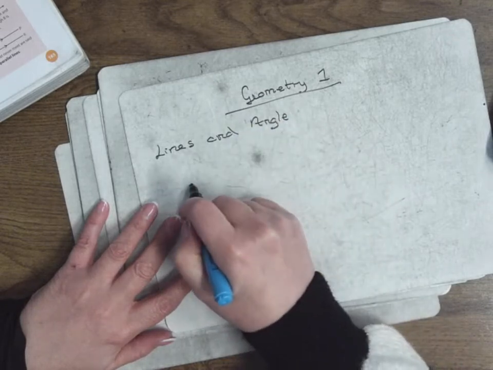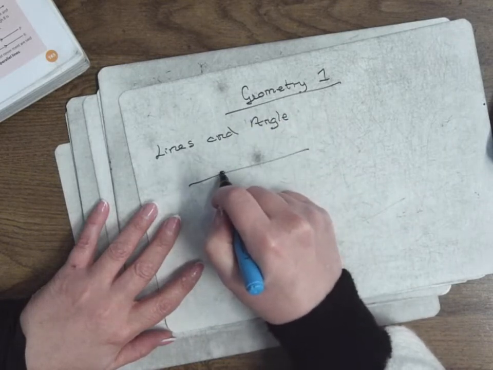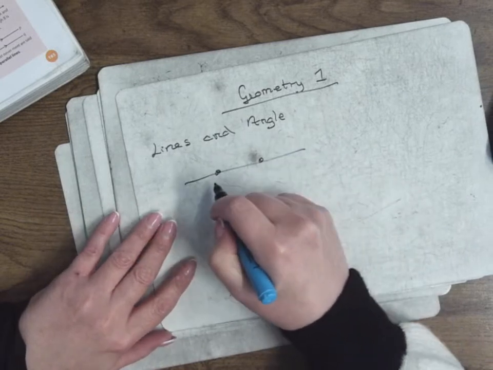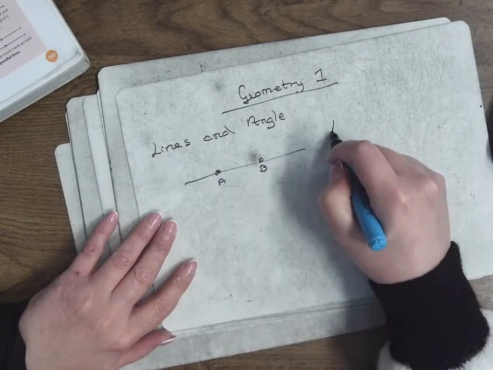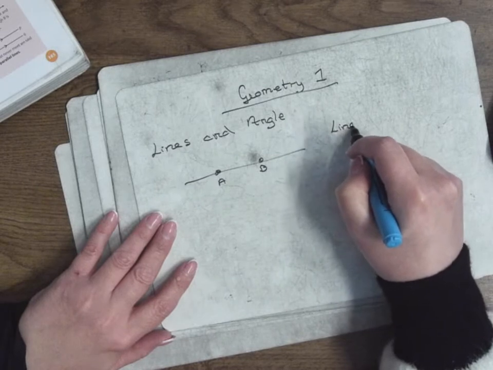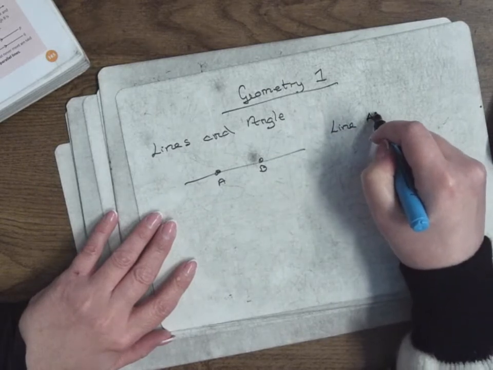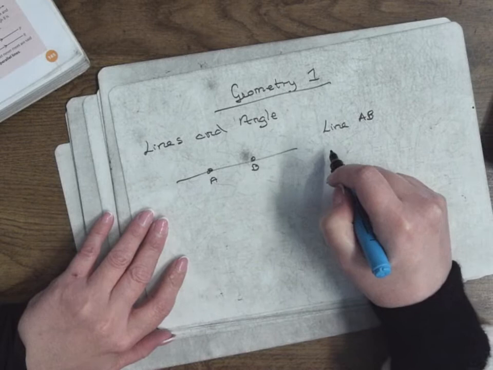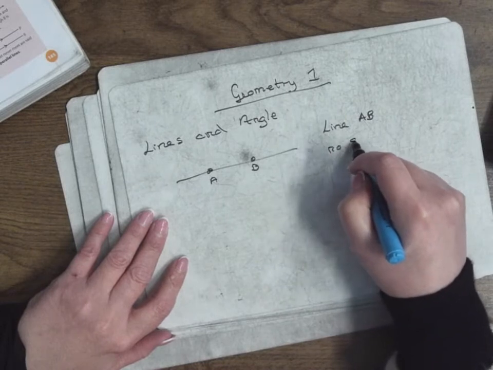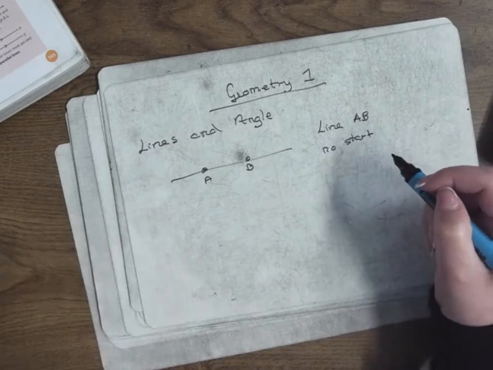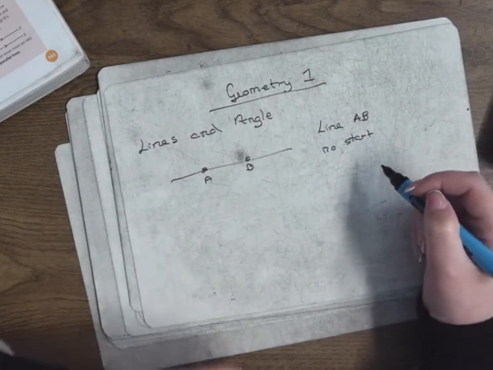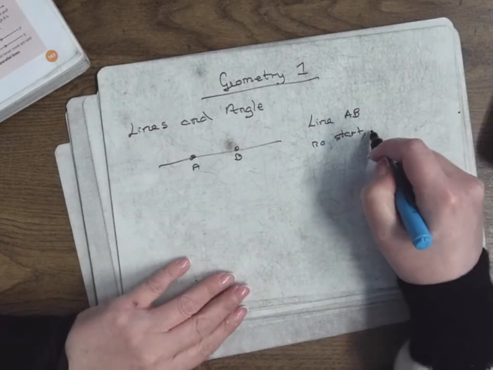Right, okay. So the first thing is a line. A line has no start and no end. This is the line AB. It has no start, no end. It goes on forever. How do I know? Because it doesn't start at A or stop at B. It just goes straight through. So no start, no end.